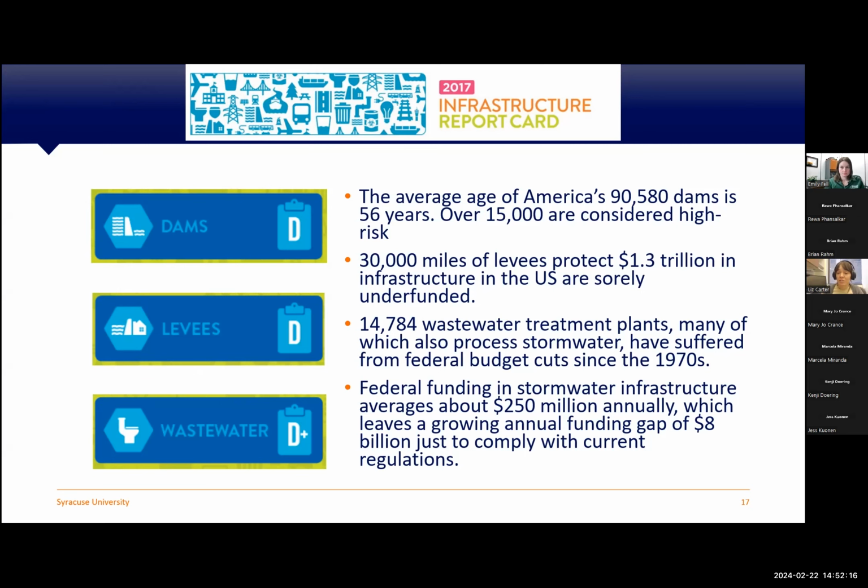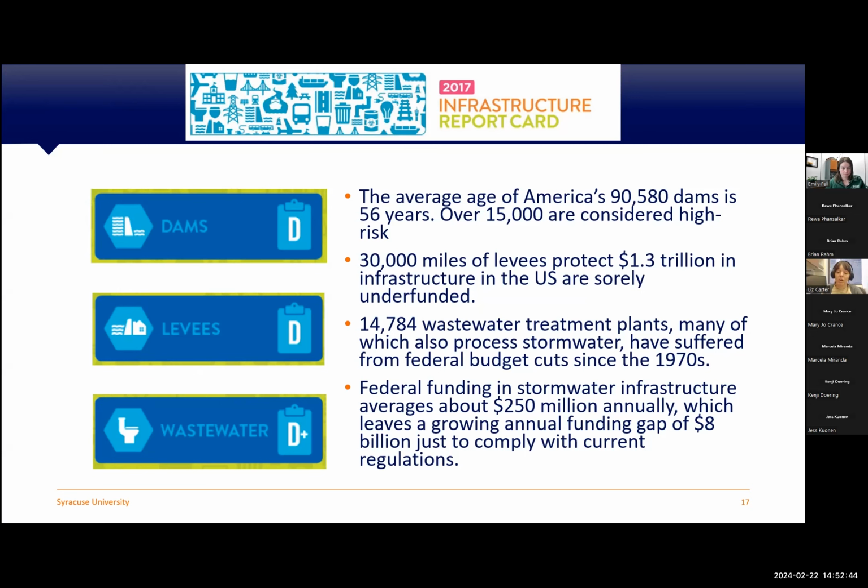We have 30,000 miles of levees protecting $1.3 trillion in infrastructure, and these are sorely underfunded. We have almost 15,000 wastewater treatment plants, many of which also process stormwater. So that means that both everything that you flush down your toilet and everything that goes down a storm sewer drain ends up in the same pipes and goes to the same treatment plant.